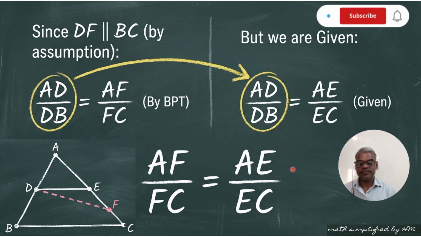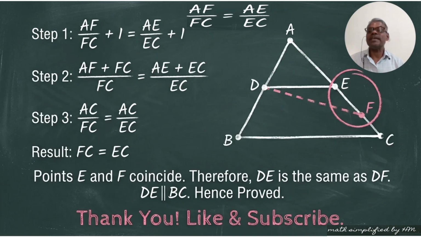How to do this? Here comes the algebra magic. We have AF upon FC is equal to AE upon EC. Adding 1 to both sides, we get AF upon FC plus 1 is equal to AE upon EC plus 1. Equating denominators, we get AF plus FC upon FC is equal to AE plus EC upon EC.